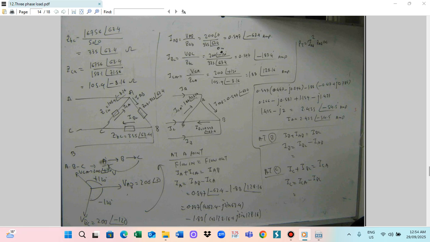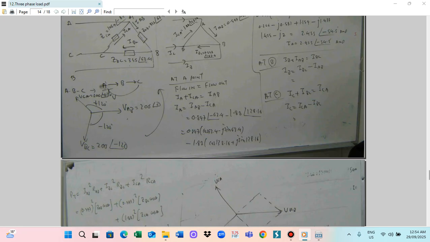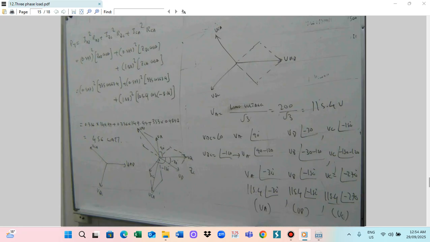And now we're going to calculate the power. You see that from A to B, IAB is the current flowing through ZAB. But in ZAB only the resistor component creates power. The inductor component cannot create power. So to calculate the power, PT is equal to IAB squared RAB plus IBC squared RBC plus ICA squared RCA.